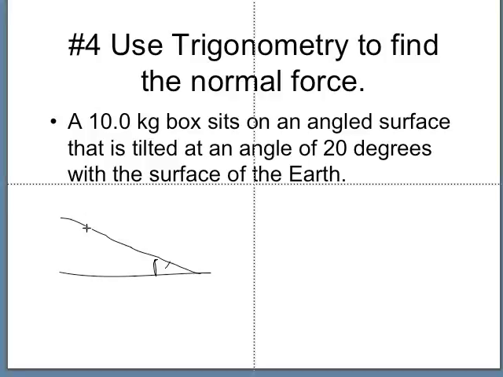So let's put our 10 kilogram box up here on the surface. Real quick, draw that out. So we have a 10 kilogram box sitting on the angled surface, and the measure of that angle that the ground makes with the earth is 20 degrees.